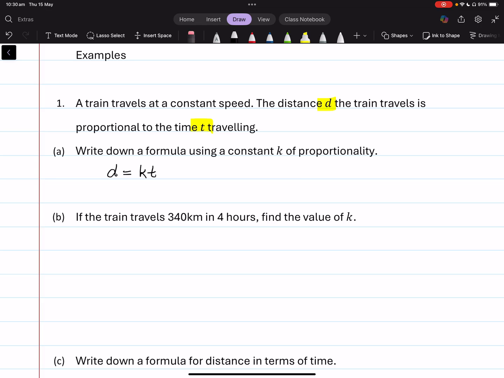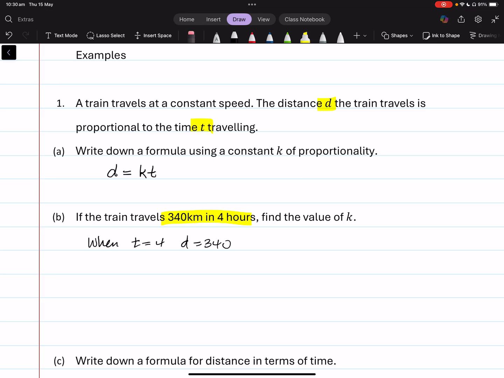So that's like a little equation that will tell us how far it goes given the time. Our only problem is we don't know the value of k. We would need some more information. And so that's what we're going to get in part B. If the train travels 340 kilometers in 4 hours, find the value of k. Okay, so given that information, we can say that when t equals 4, the distance is equal to 340.